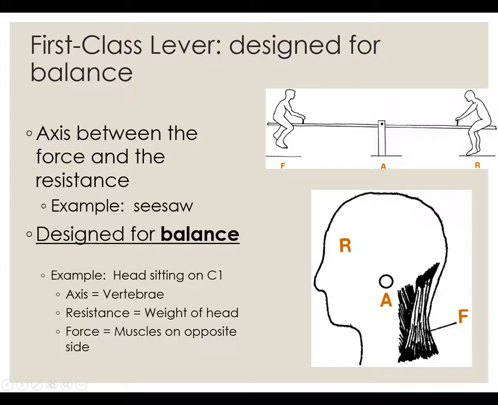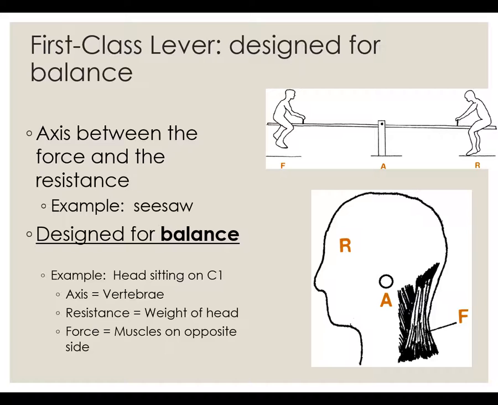If we didn't have, let's say, this muscle here, if it was weak, what would happen? It would not be balanced. The resistance or the weight of the head would force us to droop our head forward. How many forward heads do we see out there? Quite a bit.